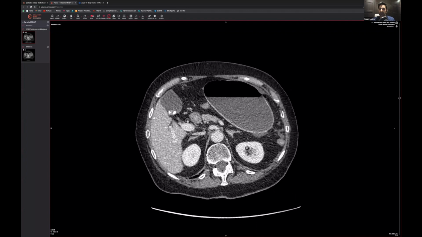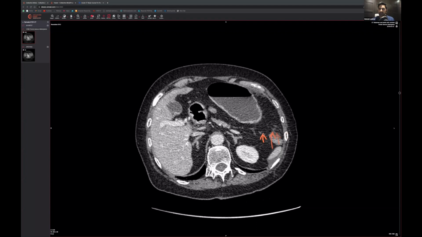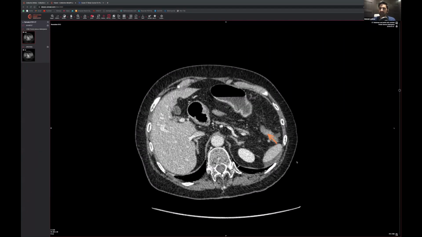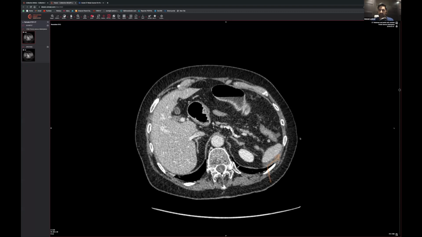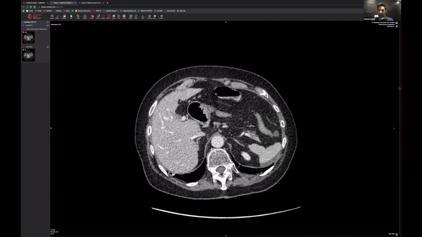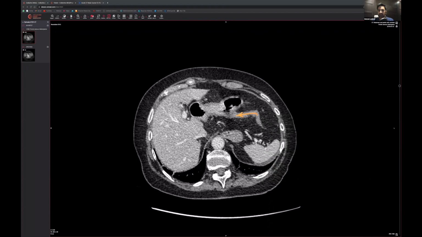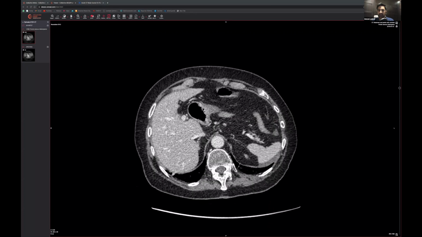Can everyone see that? Hopefully people haven't fallen asleep. Okay, you can see there's actually a bit of fat stranding around here. Can you see that kind of liquid sitting around this area? But you know what? The actual colon still looks okay, but there's a bit of fluid around the spleen. Can you see that? So something's up. So this person's not come in for no reason.